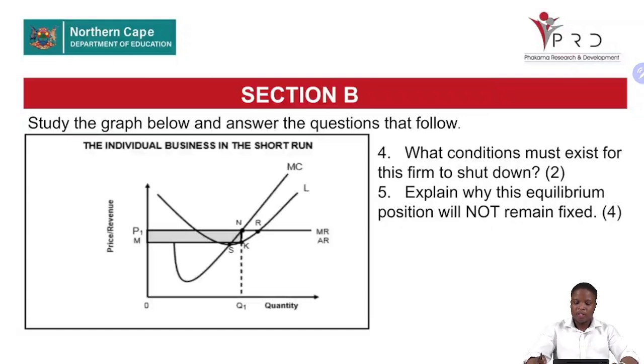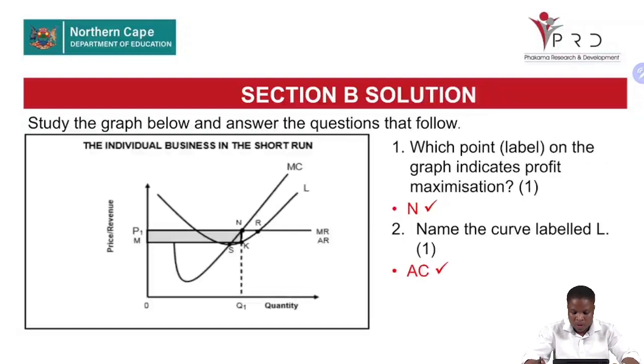Alright, grade 12, your time is up. Let's look at your possible responses. Which point on the graph indicates profit maximization? Profit maximization is where MC is equal to MR. So this is your MC, this is your MR, they meet here. So point N is your answer.